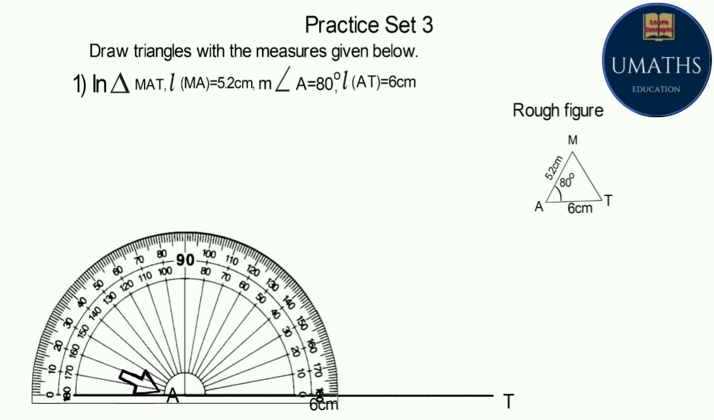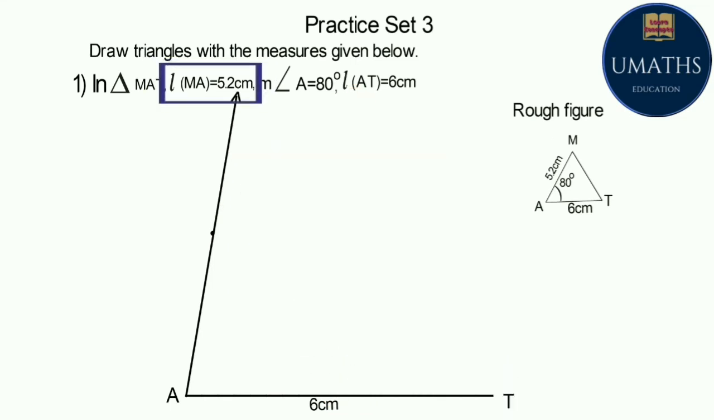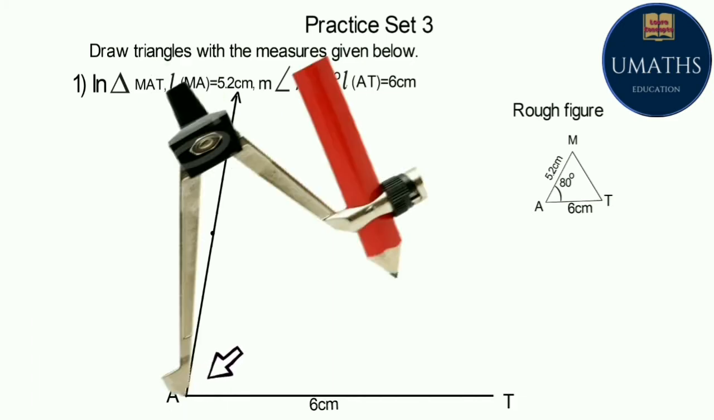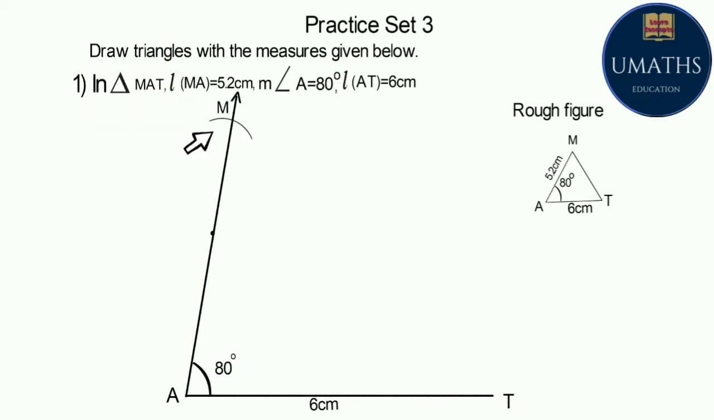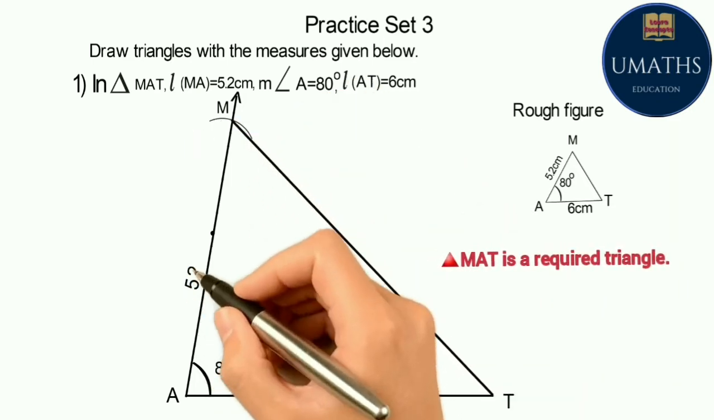With the help of protractor, take a measure of 80 degree at point A. Then draw a ray. According to the rough figure, point M is a distance of 5.2 cm from A. Right students? So, open the compass to 5.2 cm and placing the compass point on A, draw an arc to cut the ray. Label intersecting point as M. Join MT to get required triangle MAT.